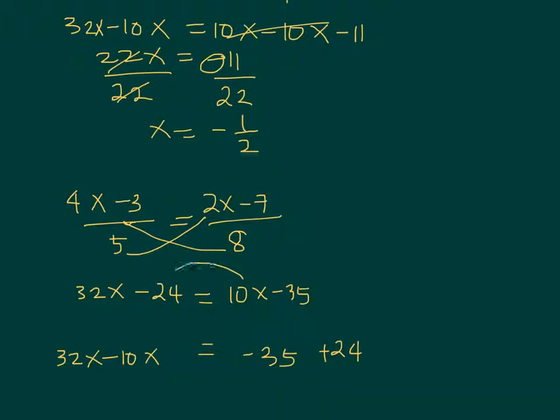Some people say transfer, but that's not mathematically correct. There's no transferring actually. But what is happening is you're subtracting or adding expressions. So minus 10x here, so minus 10x on the other side. So this will be 32x minus 10x. Then after that, it will be the same steps. 22x is equal to negative 11. And finally, will lead you to negative 1 over 2.